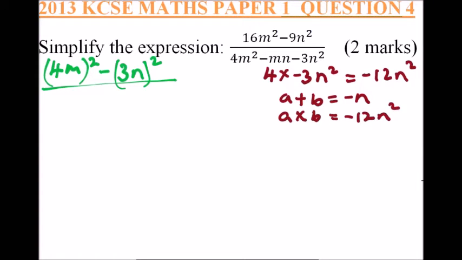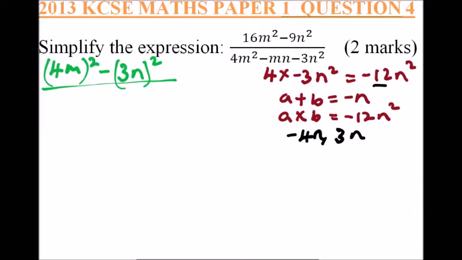Now we consider the factors of minus 12, and let's take minus 4n and 3n. When you add minus 4n plus 3n, you get minus n. When you multiply minus 4n times 3n, you get minus 12n squared.